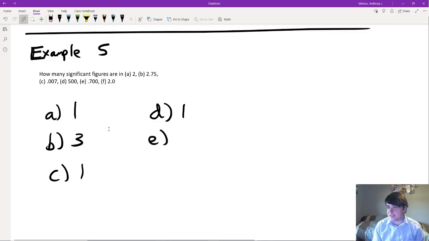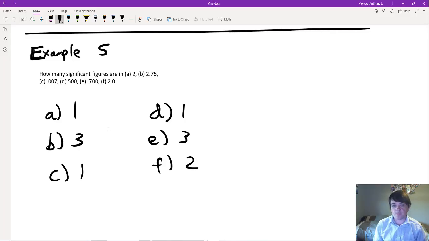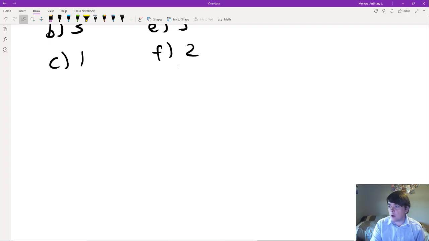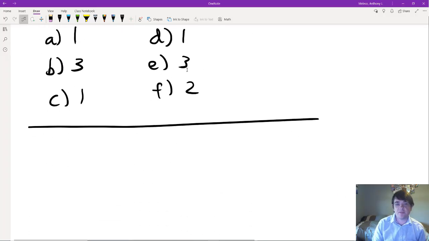And then 0.700, because they're trailing zeros and they're after the decimal, not before, like in the previous example, this would be 3. For this one, 2.0, you are writing the 0 intentionally. That means that you know more about the system, so you're being super accurate. So you would say 2. Okay. Kind of a short little example, but that's how you work with sig figs. You just follow those 4 rules in the previous lecture, and you should be set.